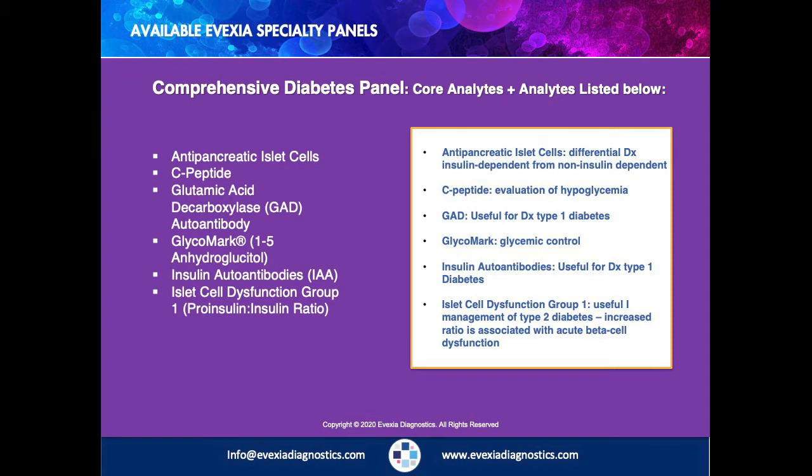The next analyte is known as the islet cell dysfunction group 1 or proinsulin-insulin ratio. Now, the proinsulin-insulin ratio is useful in the management of type 2 diabetic patients because the higher basal proinsulin-insulin ratio in non-insulin dependent diabetic patients may predict acute beta cell dysfunction. So you're looking at a transition of type 2 diabetes to type 1 diabetes by looking at this particular test.